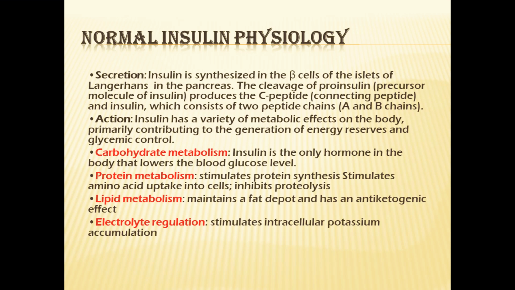The action of insulin has metabolic effects on the body, primarily contributing to the generation of energy reserves and glycemic control. Carbohydrate metabolism: insulin is the only hormone in the body that lowers the blood glucose level. Protein metabolism: it stimulates protein synthesis, stimulates amino acid uptake into the cells, and inhibits proteolysis. In case of lipid metabolism, it maintains a fat depot and has an anti-ketogenic effect. In case of electrolyte regulation, it stimulates intracellular potassium accumulation.